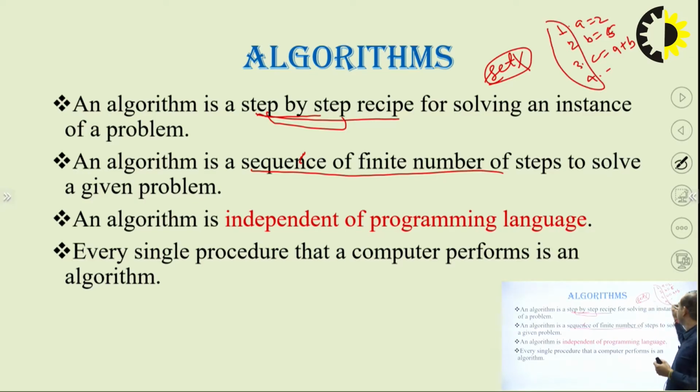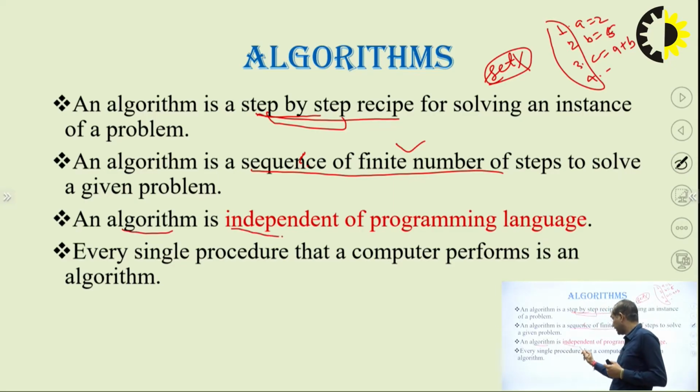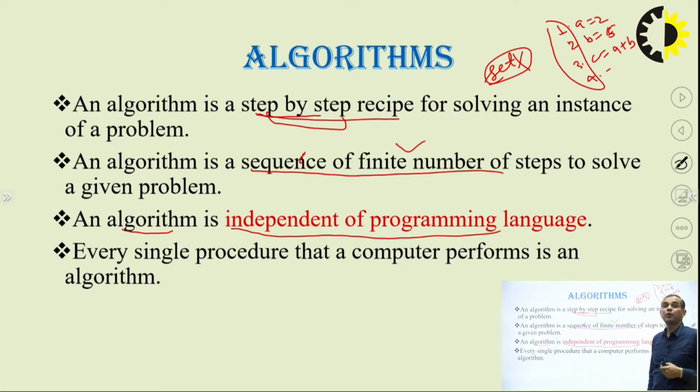These numbers must not be infinite. So when we write an algorithm, it will have a finite number of steps. The third point is that an algorithm is mainly independent of the programming language.